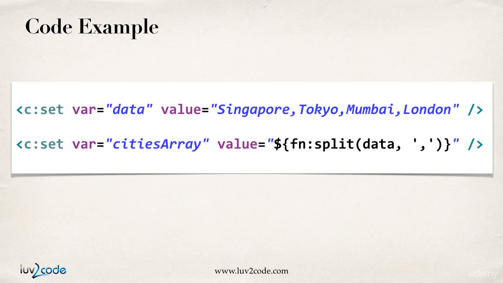So let's look at a little code example here. At the beginning, I set up a variable called data, and I give it a string value. Here I have 4 cities: Singapore, Tokyo, Mumbai, and London, and they're all CSV separated by a comma. In the next line, I make use of that function split. So I say c:set var cities array, value equals, and then inside of the quotes, I say function split. I give data, that's the string from the previous line, and then I have it split on a comma. So I put the comma in single quotes there.